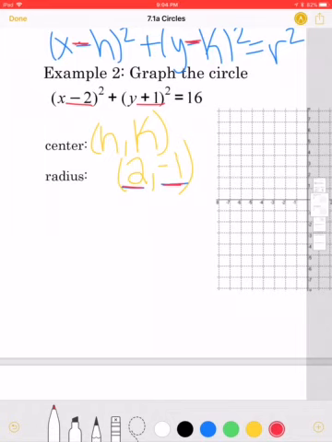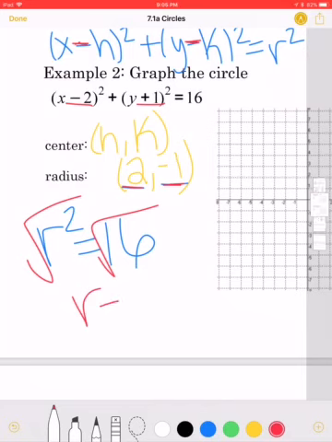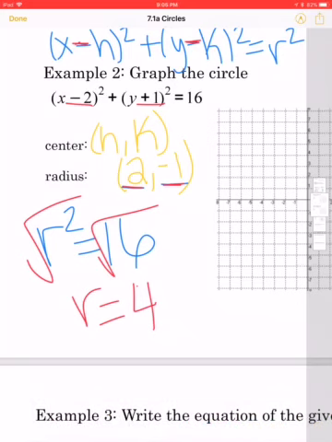The h and the k will always be opposite of what's in the parentheses, which is similar to when we found the vertex of the parabola that was h, k, except that the h was always opposite and the k was the same. So in the circles, both the h and the k are opposite. So our r squared in this example is 16, which means if we square root both sides, our radius of our circle is 4. So we have a center of 2, negative 1, and a radius of 4.